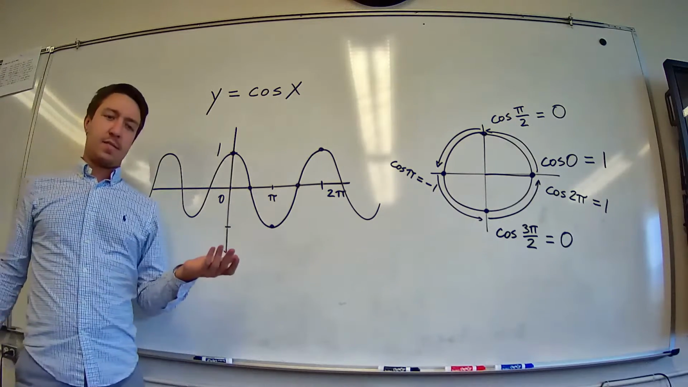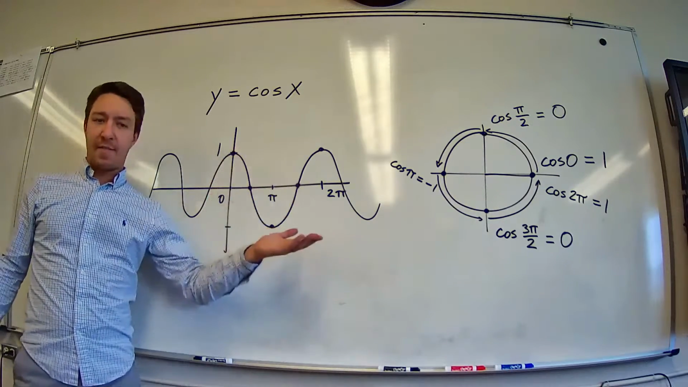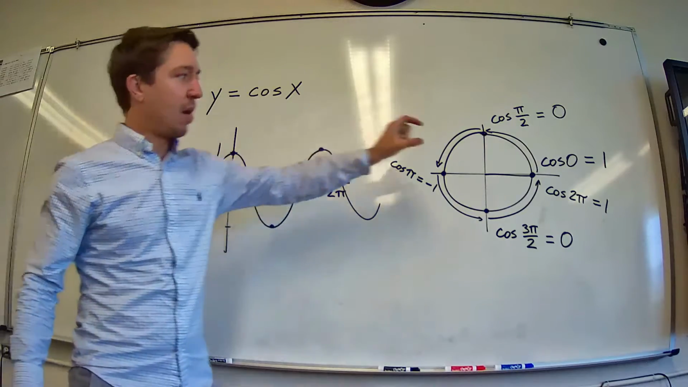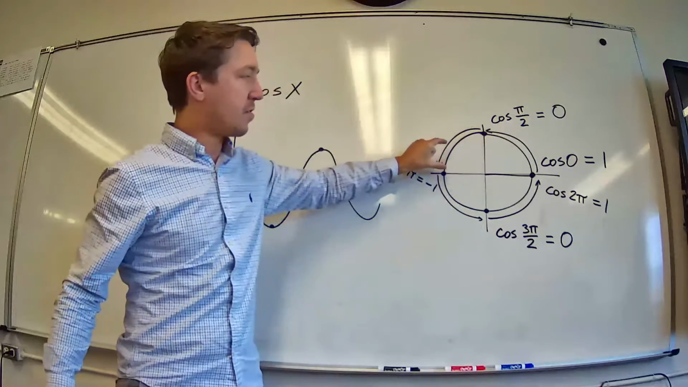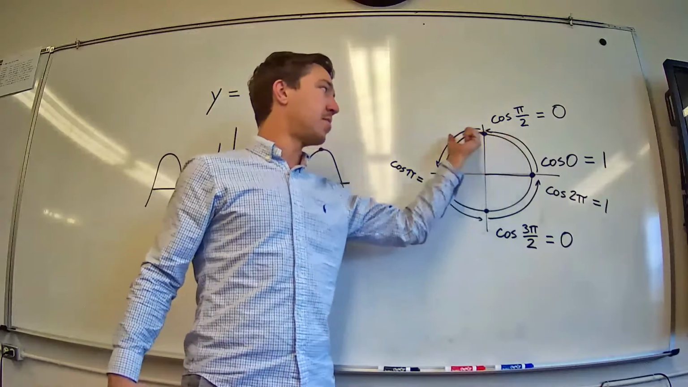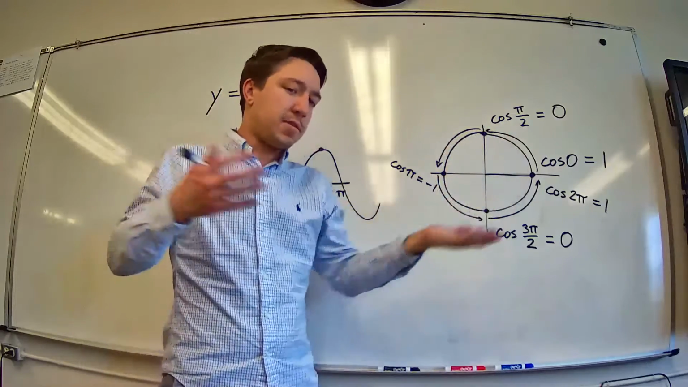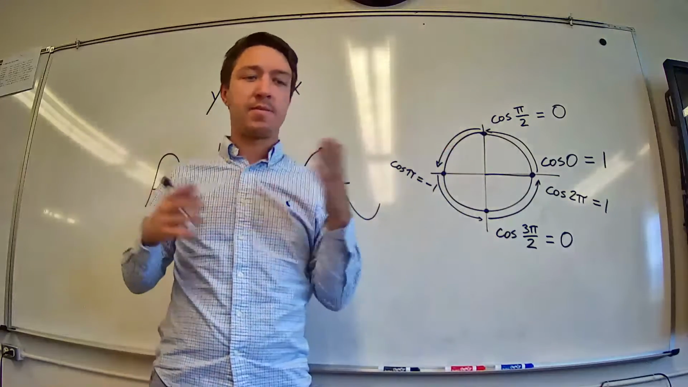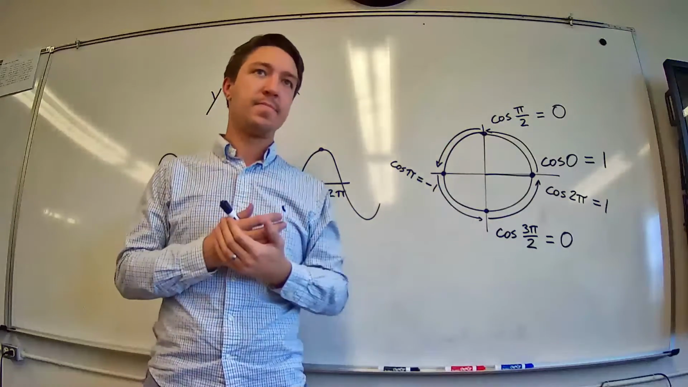Which I hope makes sense, because think about the sine function. The sine function is talking about all these height values as you move around the circle. And the cosine is talking about all these horizontal values as you move around the circle. Well, it's all the same values, right? They just happen at different times, different positions.